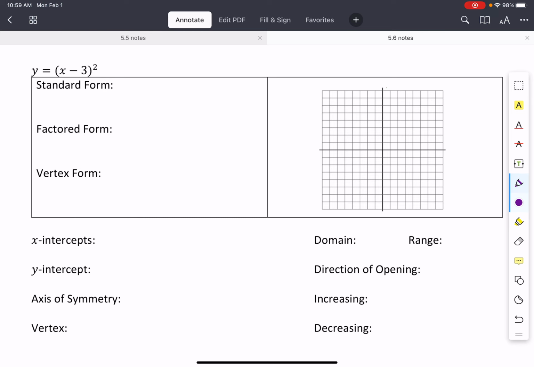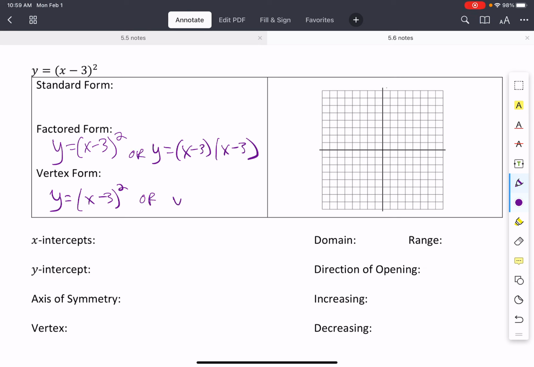Lydia? You got it. Good job. It is in factored. If it helps, think of the factored like this. Okay? And it's also in vertex. What's the extra box if this is supposed to be vertex form? 0, yeah. Okay, so if this is both factored and vertex form, then that should tell me that my vertex is going to be the same as my x-intercepts this time.